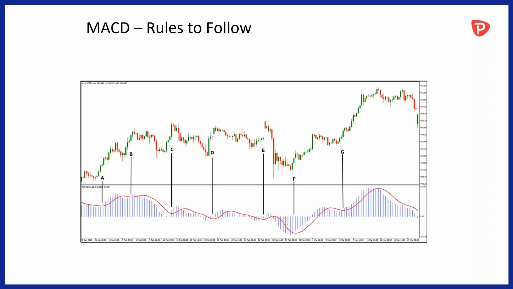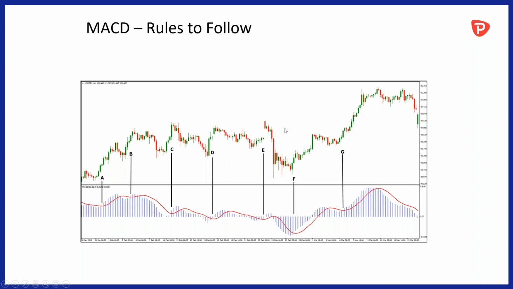So here we've got a bit of an option in terms of the signal lines and what would be happening if we were getting into the trade. So here, Ty, we've got the A, B, C, D, E, F, and G. Do you want to explain just quickly what we're talking about here?